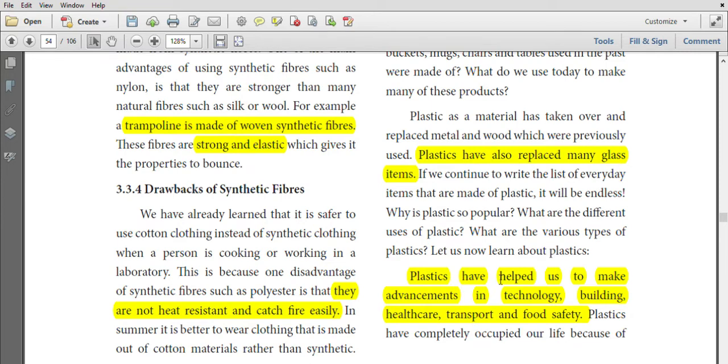Plastic has helped us to make advancement in technology. Computers and cell phones are made of plastic. Buildings: the doors are made of plastic. Healthcare. Transport: in cars and buses, many things are made of plastic. Food safety: food materials are packed in plastic bottles.